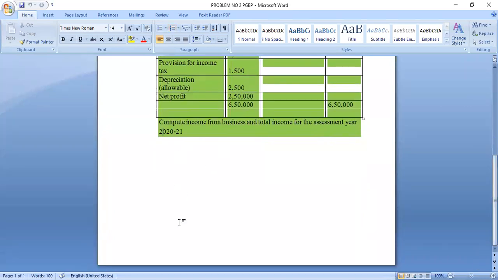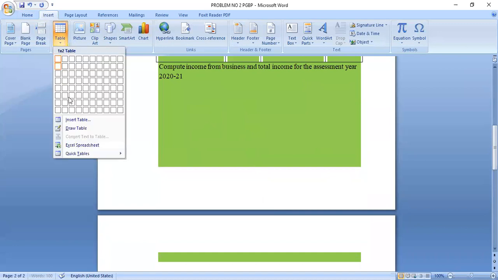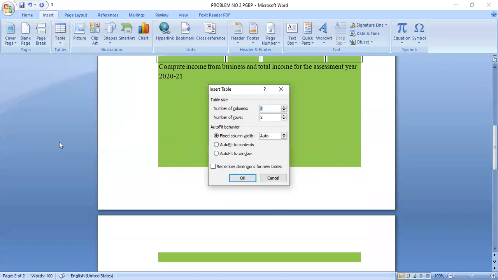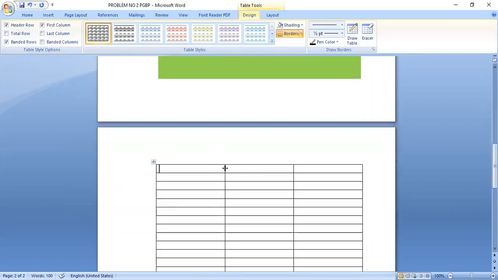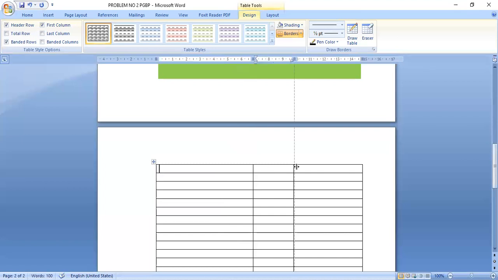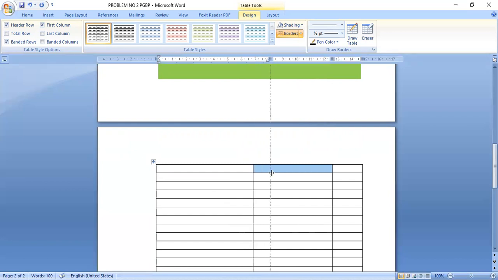Prepare a new table here. So three columns you have to prepare here, three columns. Rows, we prepare 20 rows. We prepare the format here.